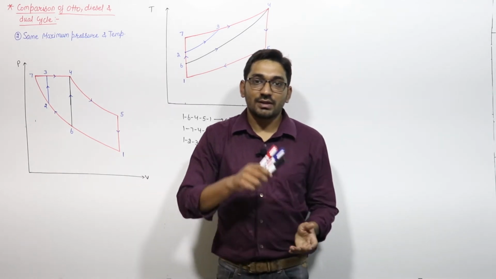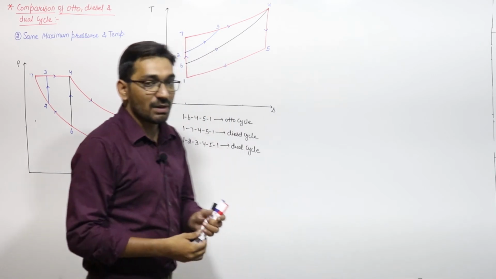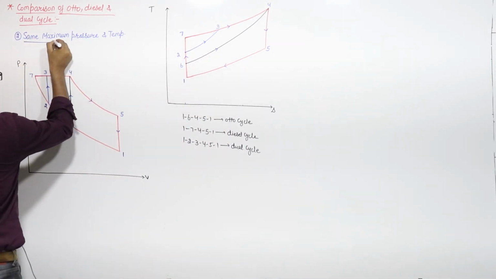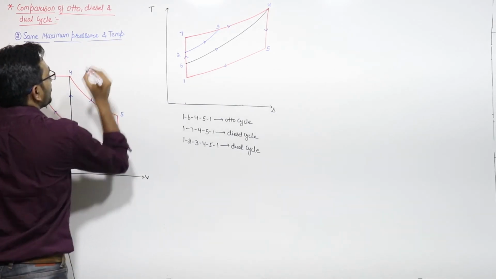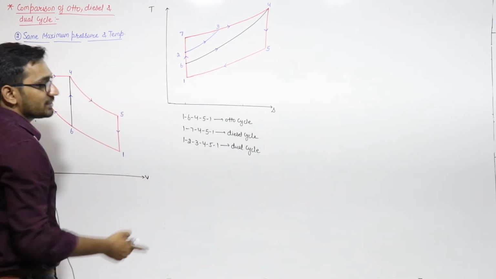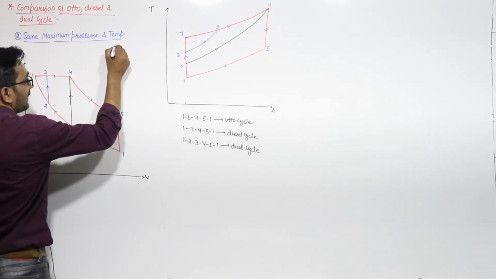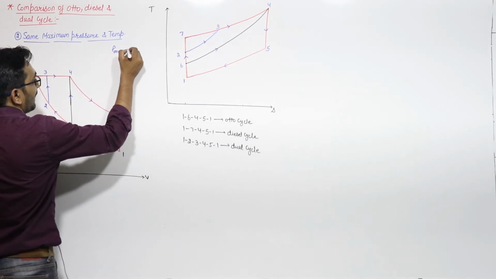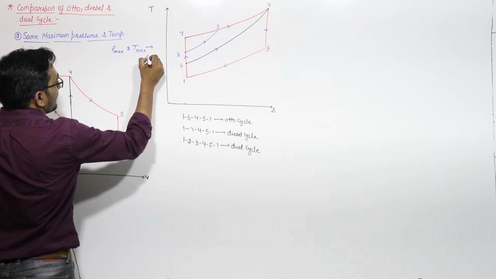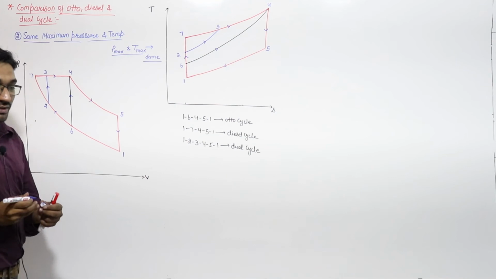Now the next case of our comparison is the case of same maximum pressure and temperature. In all the three cycles, the maximum pressure that the cycle can reach and the maximum temperature that it can reach will be the same. So we can say that the maximum pressure and maximum temperature are the same. Then we have to compare all the three cycles.